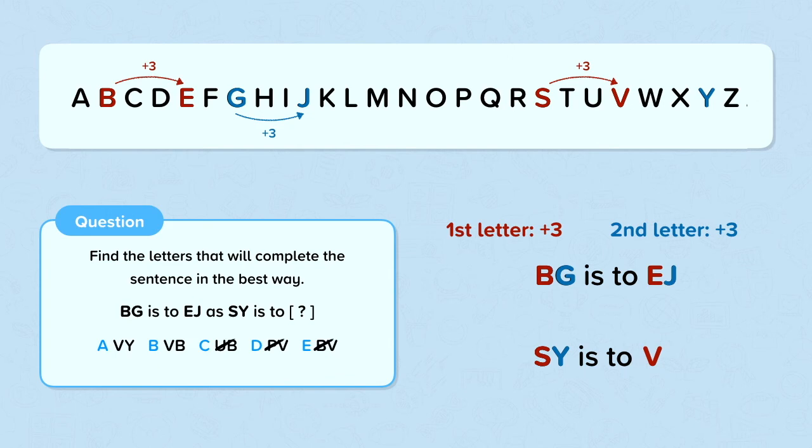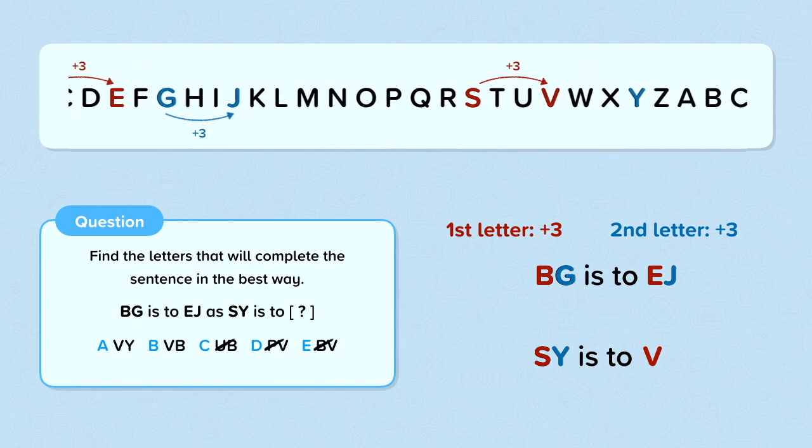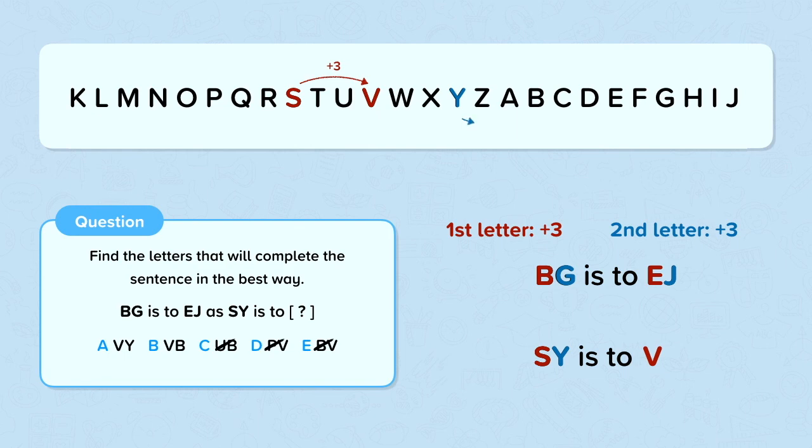But Y is nearly at the end of the alphabet, and we know that to find the second letter of the missing pair, we need to move 3 spaces forward in the alphabet. But the alphabet stops at Z. So what you need to do is imagine that the alphabet is circular and it restarts once it gets to Z. So after Z comes A, then B, then C. So imagine the alphabet like this. Now we can easily move forwards 3 letters, and that gets us to B. So B is the second letter in the missing pair.